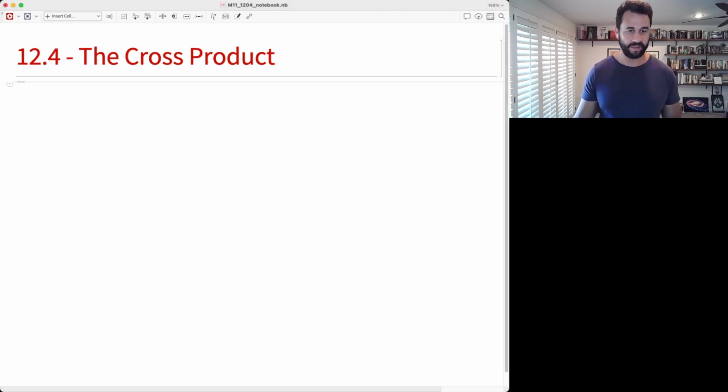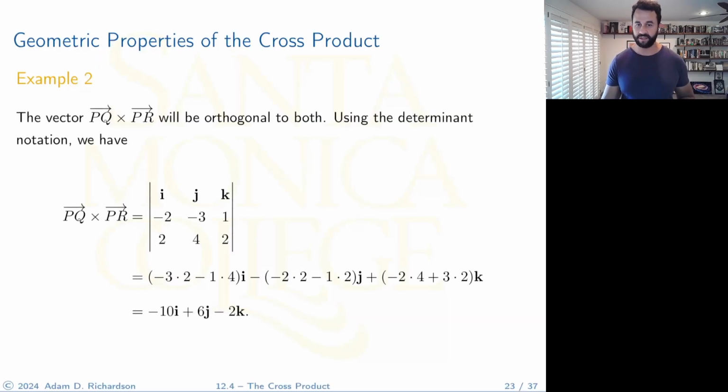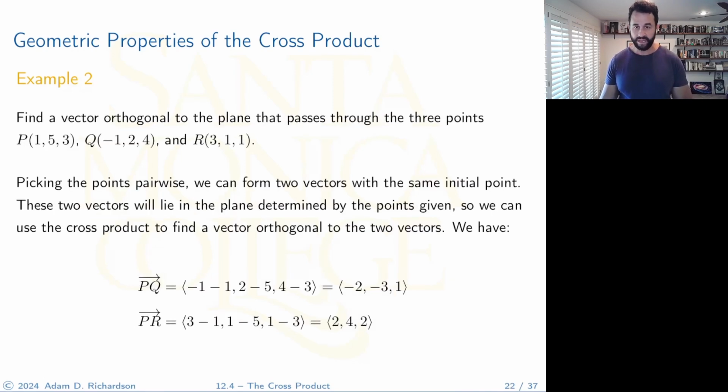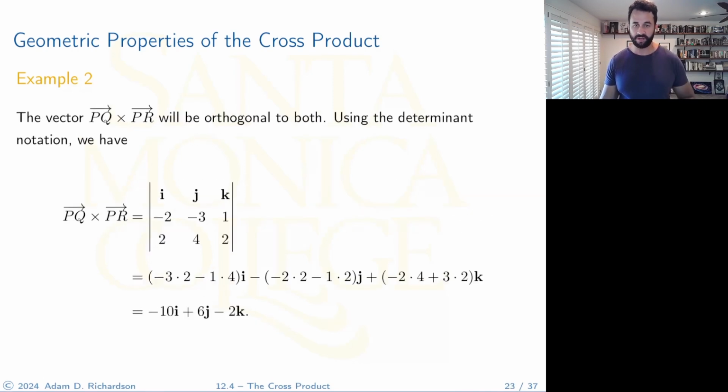Actually, wait, let me go back. Give me a sec. Let me go back and find a simple cross product here. Okay, here we go. Let's try this one. Let me flash back to the slides for a sec. Remember we computed the cross product of these two vectors, and this is the result we got. Maybe we can do the same thing in Mathematica and see what we get.